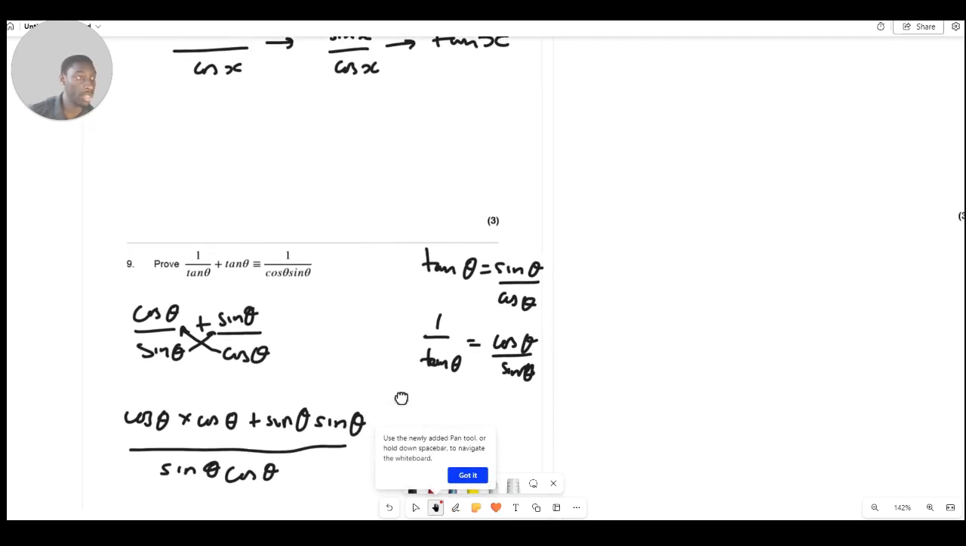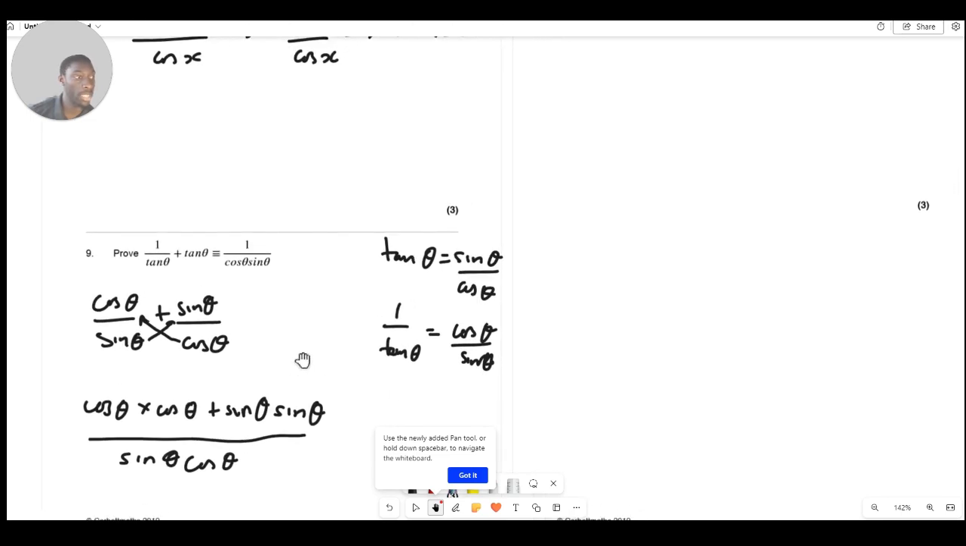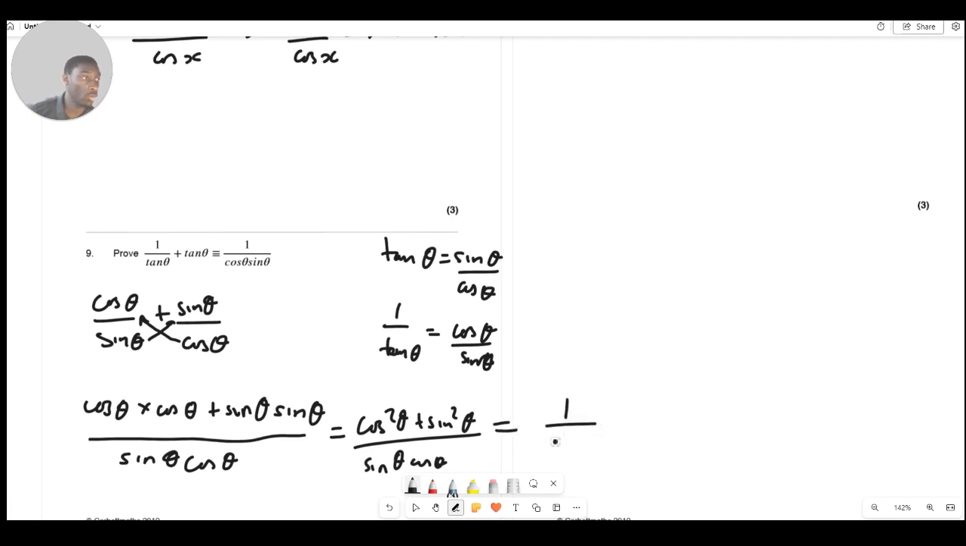So I can see already I'm starting to get it into the form that I am required to have it on the opposite side. So let's continue. So cos squared theta times cos theta... cos squared theta plus sine theta times sine theta is sine squared theta. And we know cos squared theta plus sine squared theta is equal to 1. And then underneath my denominator is sine theta cos theta, and this would equal 1 over sine theta cos theta, which is what we have.